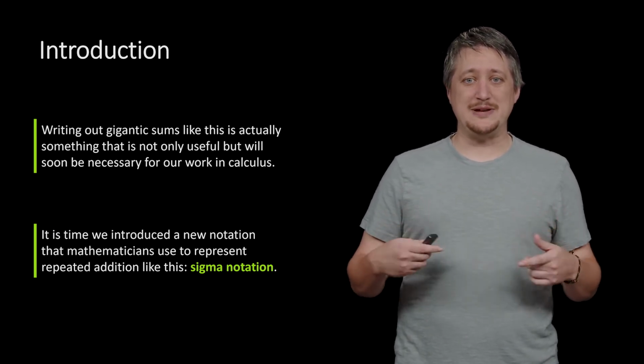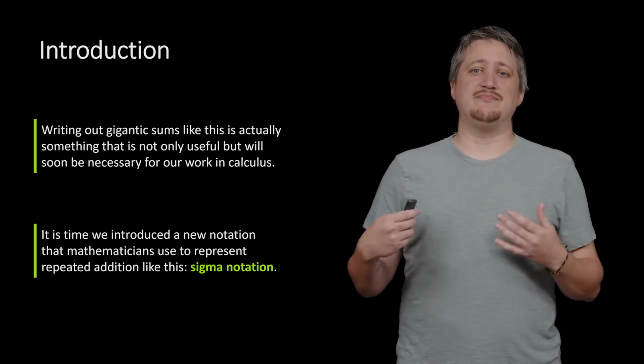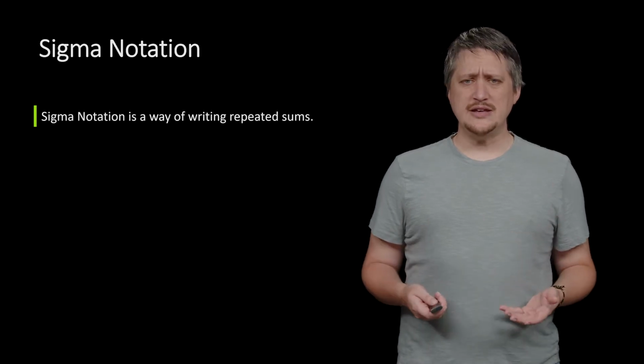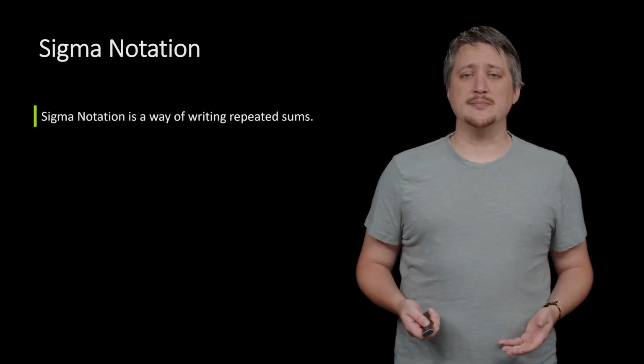So it's time that we introduce this new notation that mathematicians use that represent this sort of repetitive, repeating addition. And this is called sigma notation. So sigma notation, so named because we use the capital Greek sigma, which is this weird looking E thing. And sigma notation is a way of writing repeated sums.